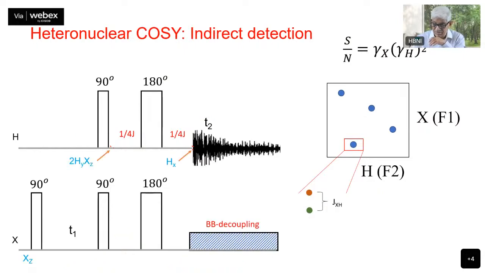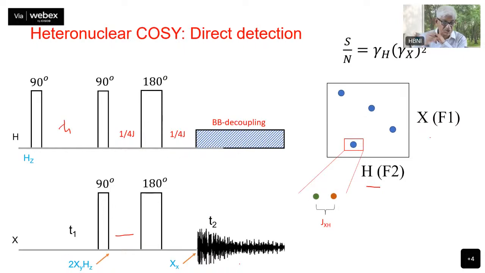Yeah, F1, because hydrogen is there in the F1. Hydrogen is in the F1, so therefore F1 will have proton here, and here it will be X. So where will be the splitting? The splitting will not appear along the F2. This will be like this.